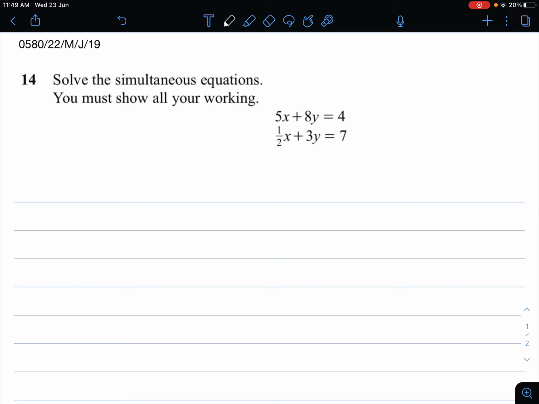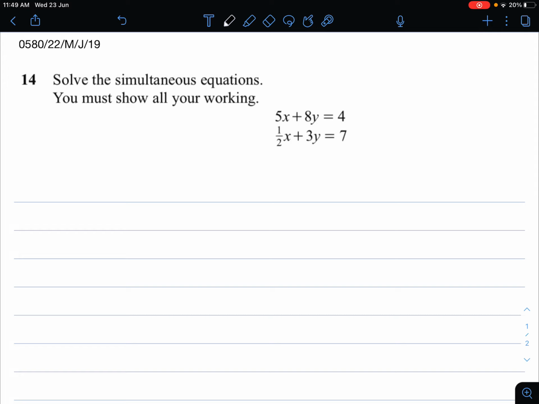Okay, so the easiest way I always find to solve simultaneous equations is by eliminating one variable first. You can even use a substitution method, but that depends on the question. In this case, eliminating a variable will be easier.